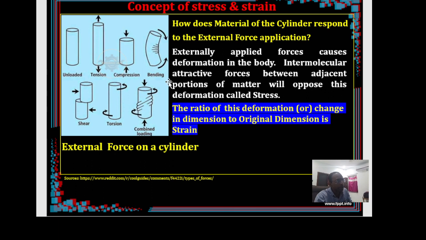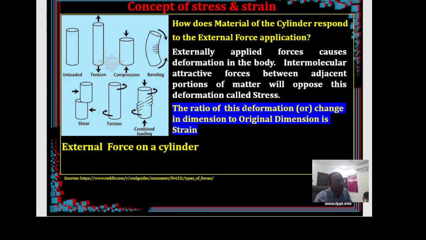Now, the external load is what is actually causing the deformation of the body, which was applied in any one of these forms. That leads to the deformation of the body. In the process, the opposition by the intermolecular attractive forces is what causes the development of the stress that we discussed in the stress concept. Now, whatever deformation happened, generally these deformations are very small.